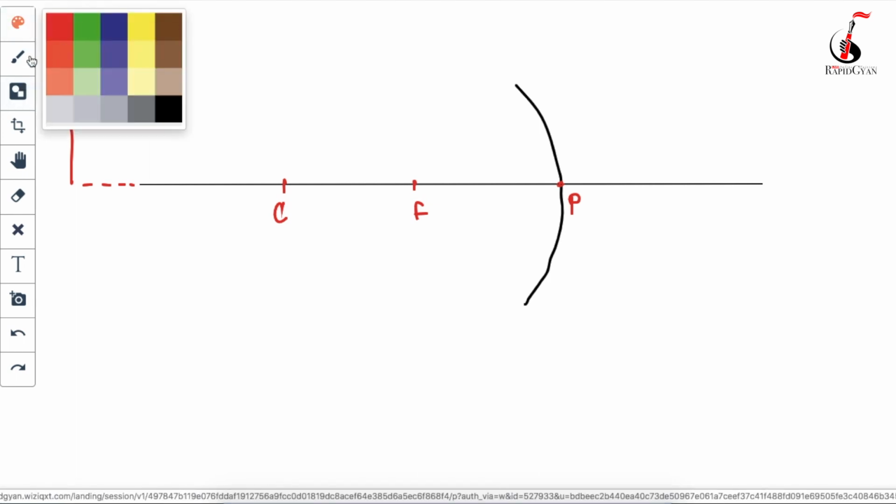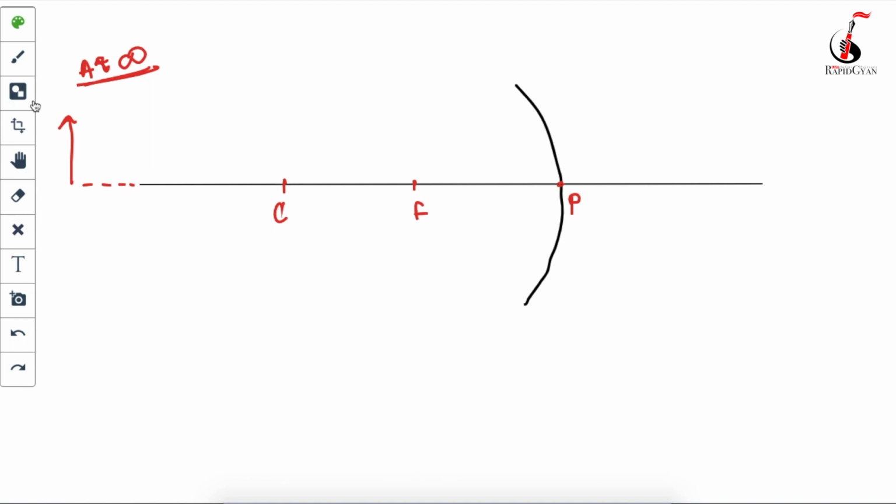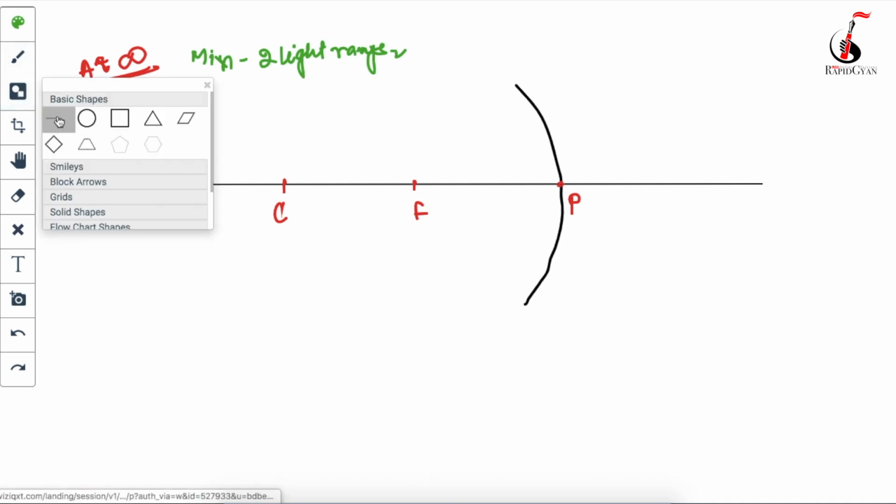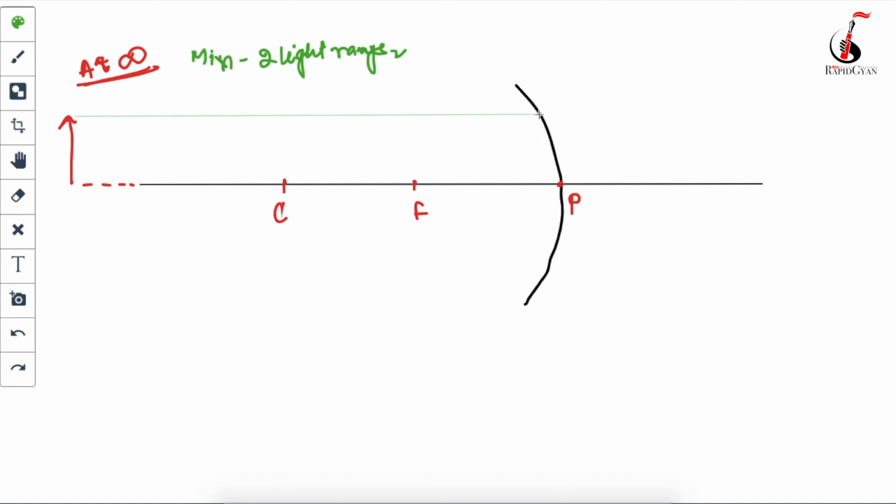In order to draw an image, we need at least minimum two light rays. Just remember this. Since all the light rays coming from infinity are parallel to the principal axis, of course both the light rays will be parallel to the principal axis. So let's draw that light ray. One light ray I will draw like this, and another light ray like this. You can see both the light rays are parallel to the principal axis.